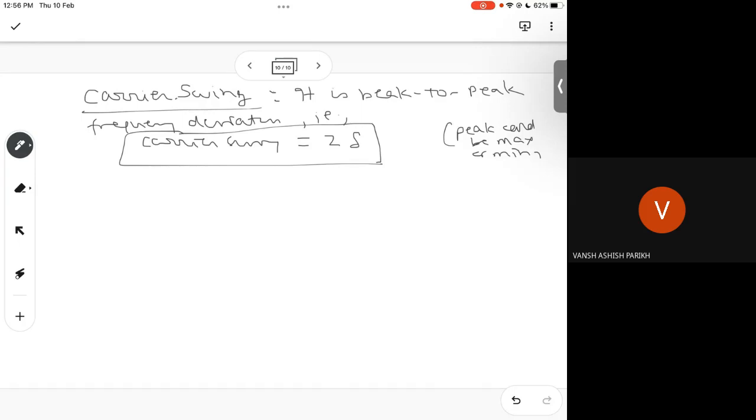It is also defined as the total variation in frequency of the carrier signal from minimum to maximum value.